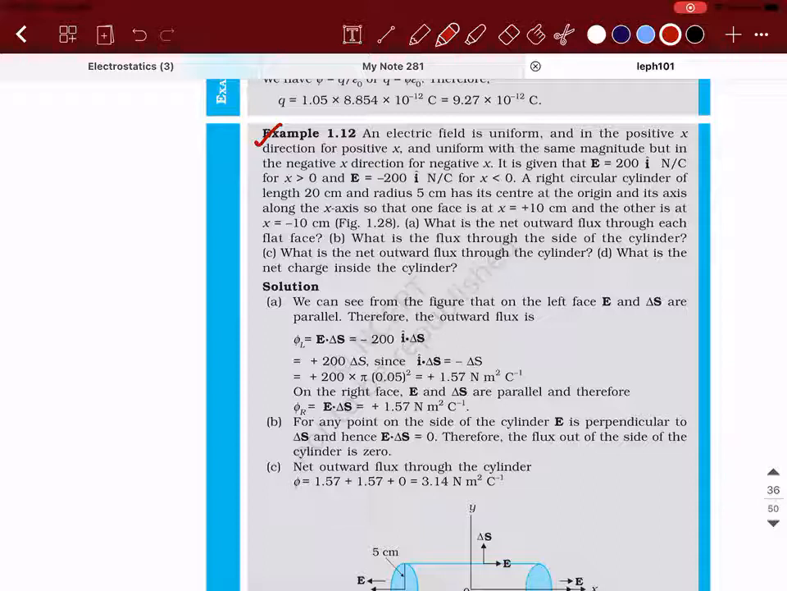Right. Now what they did is, there is a right circular cylinder of length 20 centimeter and radius 5 centimeter, which has its center at the origin and its axis along the x-axis, so that one face is at x equal to plus 10 and the other is at x equal to minus 10. So what is the meaning of it? The diagram is there. If the diagram was not given, let's try to draw it on our own. So we have a cylinder, and the cylinder's center is at which point? Origin.